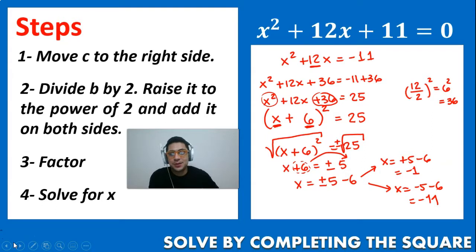So guys, that's pretty much it. You just have to remember the steps we saw here and the steps applied on the right. So guys, feel free to rewatch the video and practice these problems on your own. It's actually pretty helpful if you practice these problems, and in no time you will be able to solve problems by completing the square in no time.